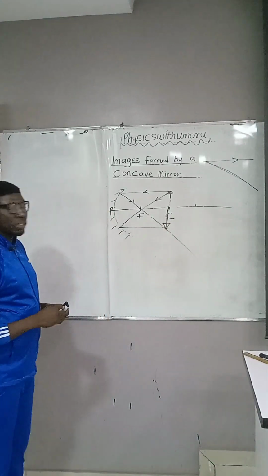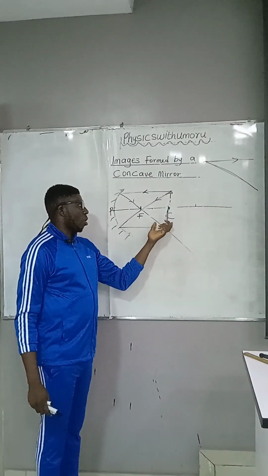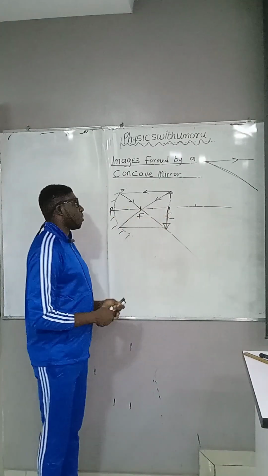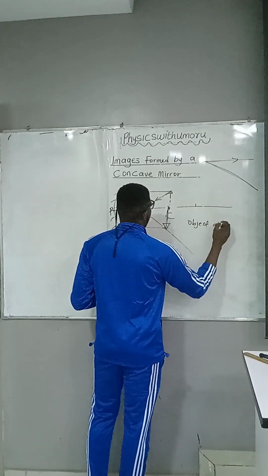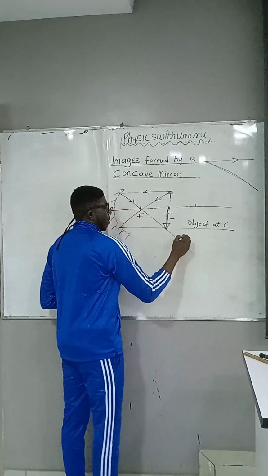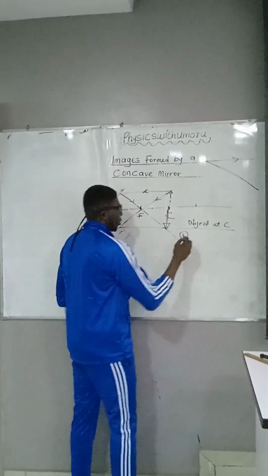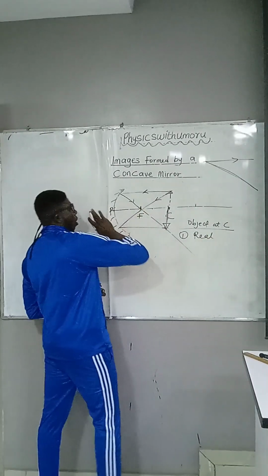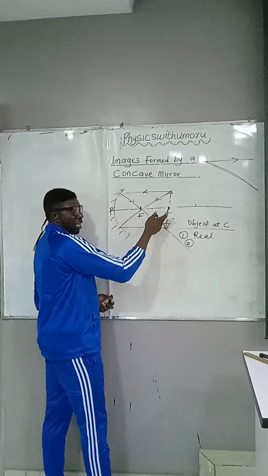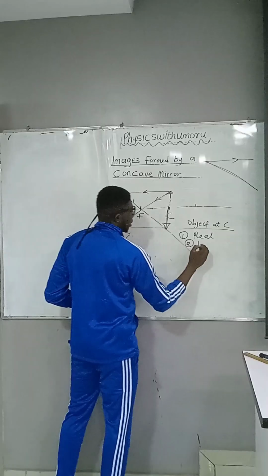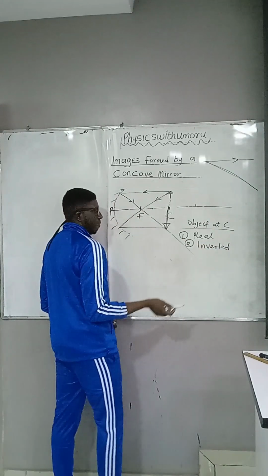And this image formed, as you can see, is going to be inverted. Why is it inverted? Because it is formed under the line. So what are the properties? Now, when the object is placed at center of curvature, number one, is the image real? The answer is yes. The image is real because it is formed outside of the mirror. Number two, it is inverted because it is formed under the line. And like I told you, most real images are inverted.